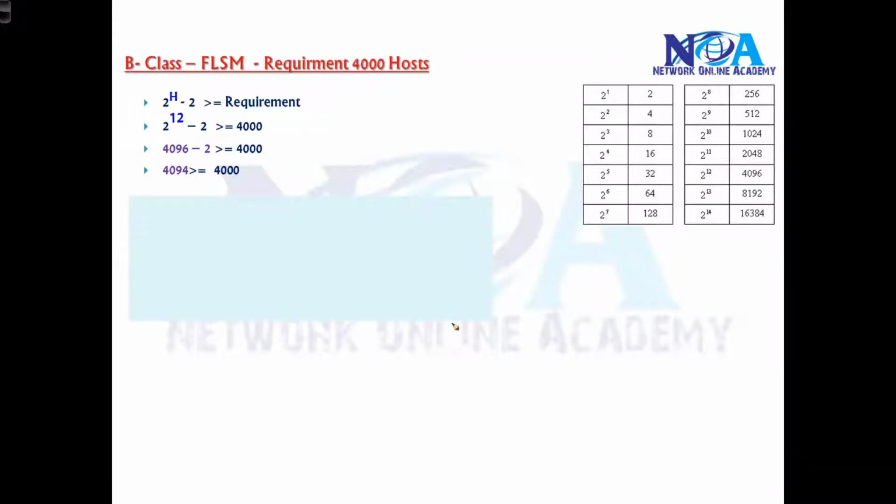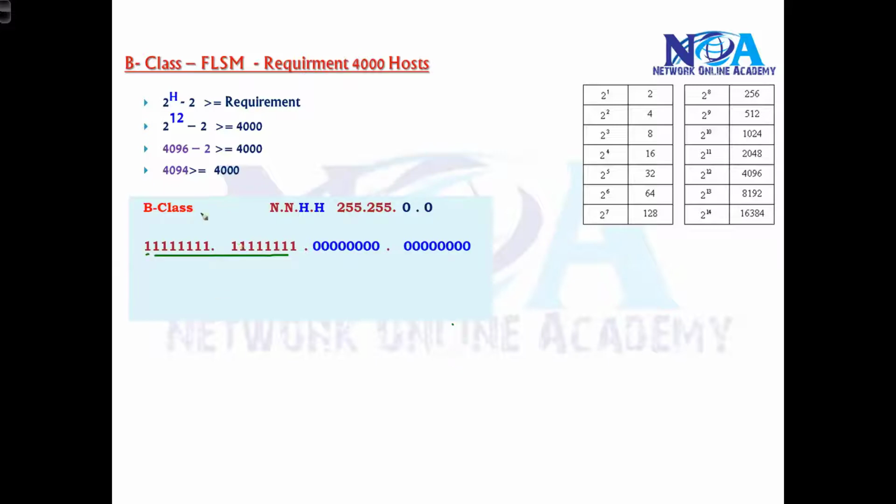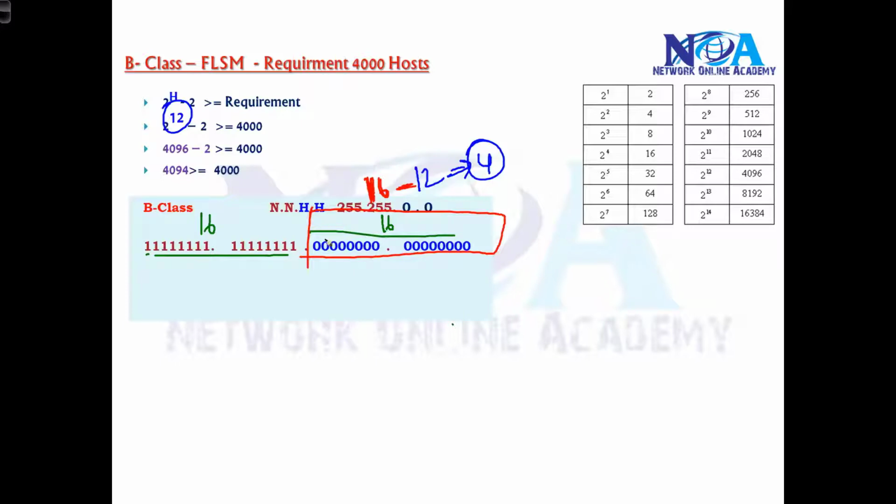Now based on this, if you try to figure out the subnet mask, by default in B class we have 2 network portions and 2 host portions, which means by default there are 16 network bits and 16 host bits. Out of 16, I don't need all the 16, because if I use all 16 then it will be 65,536, 2 power 16. So we need only 12. So I'm going to subtract 12, which means the 4 bits need to get converted. I'm going to convert these 4 bits as network, and the remaining 12 I'm just leaving as it is as host.